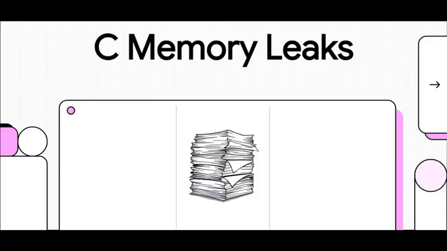When you're coding in C, there's this one type of bug that's, well, it's sneaky. It doesn't crash your program, it doesn't throw an error message, not at first. It just creeps in, silently eating up your system's resources until everything just grinds to a halt. So today, we're going on a hunt for this silent predator, the memory leak.